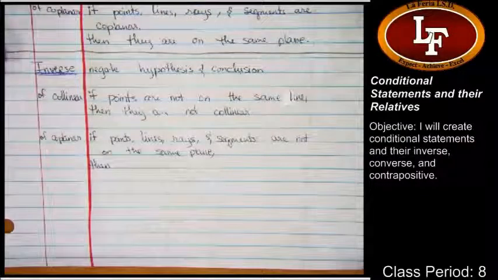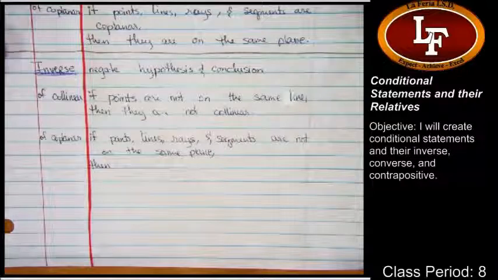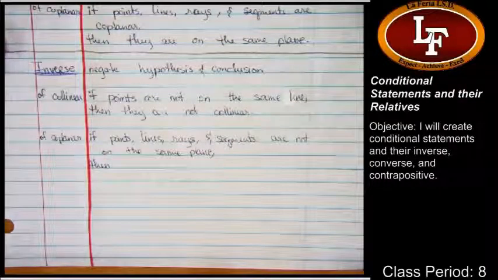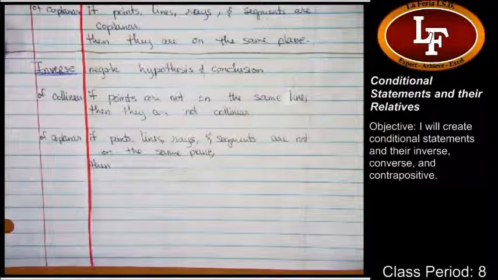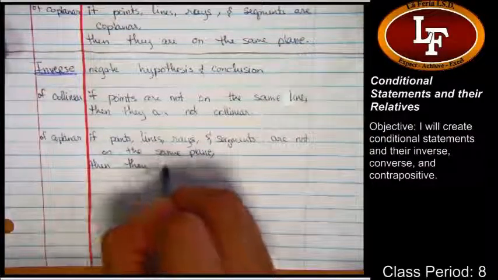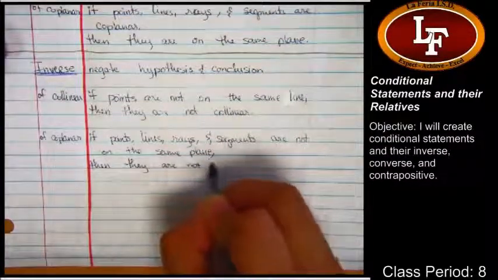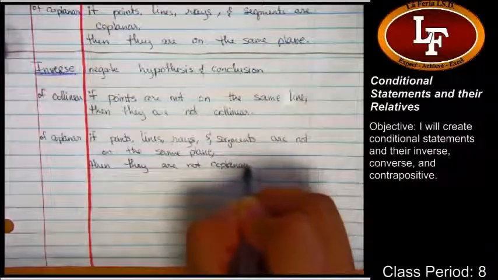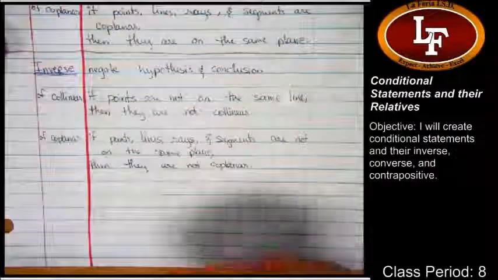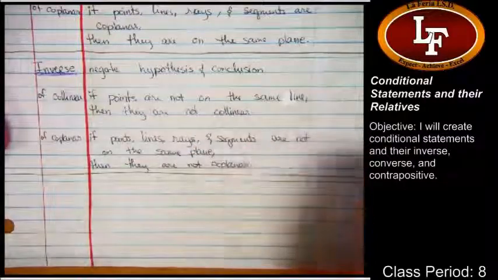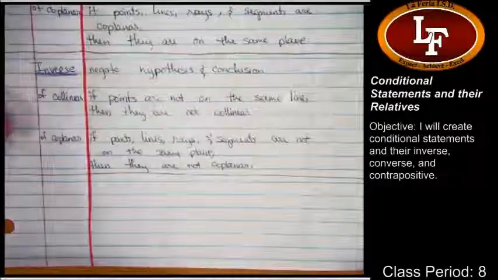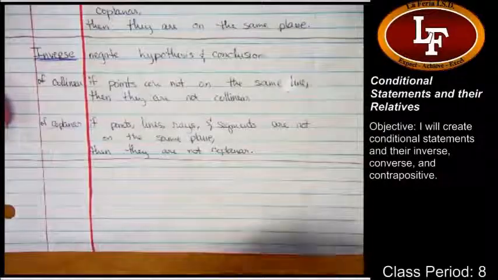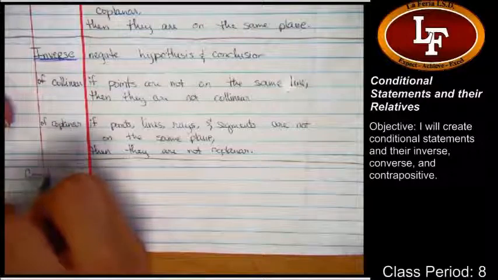then what was the original conclusion for that sentence? Are coplanar was the original conclusion, so negate it and you get aren't, are not. Then they are not coplanar. Wonderfully done. Yes. We have one more relative to meet. Okay, you ready for this one?